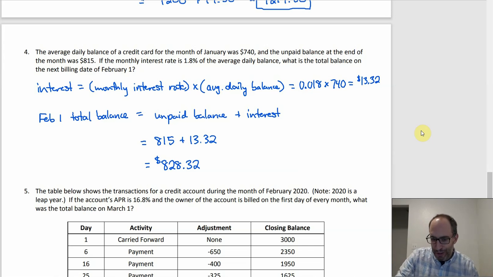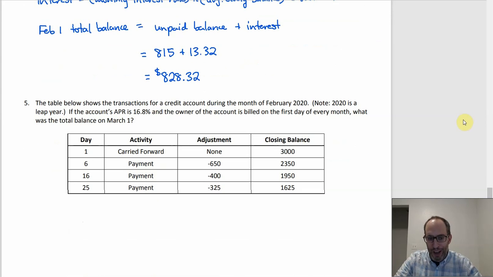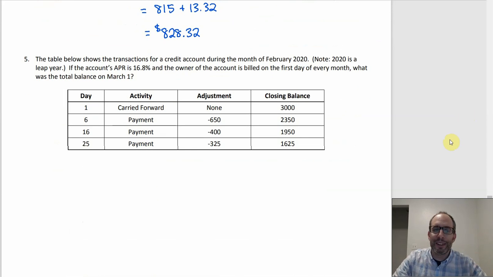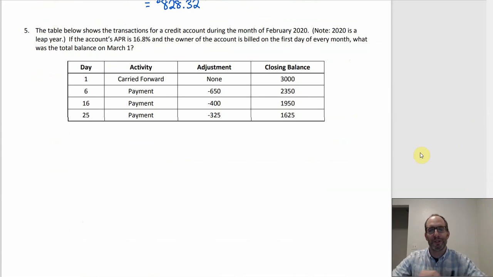And then for kind of a big finish, for number 5, I figured it was worth it to have one where we had to do the whole thing, where it's asking ultimately about the total balance at the beginning of the next month, but this is one where you actually have to do the computation of the average daily balance first. So number 5 is like 1 and 2, followed by 3 and 4 together. All right. And just for fun, I made it a 29-day month. So the table below shows the transactions for a credit account during the month of February 2020, which is a leap year, so February is 29 days long. That's what that's getting at in the parentheses.